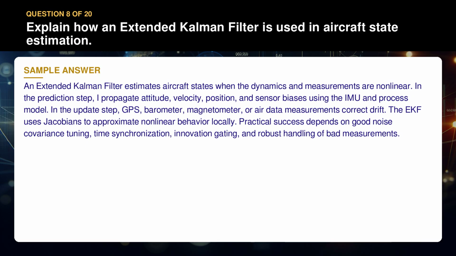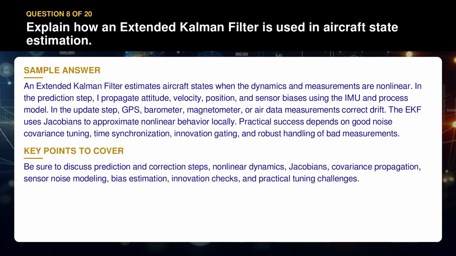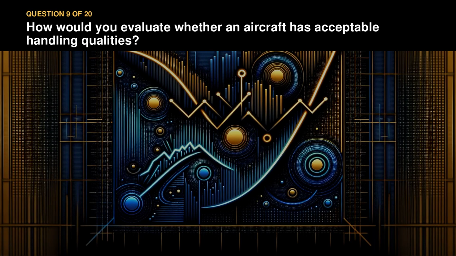The EKF uses Jacobians to approximate nonlinear behavior locally. Practical success depends on good noise covariance tuning, time synchronization, innovation gating, and robust handling of bad measurements. Be sure to discuss prediction and correction steps, nonlinear dynamics, Jacobians, covariance propagation, sensor noise modeling, bias estimation, innovation checks, and practical tuning challenges.